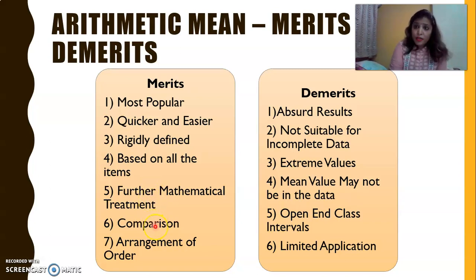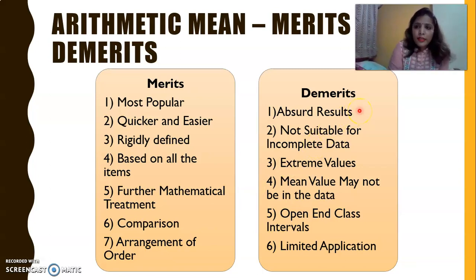It helps in comparison. Say for example, I may see what was the average marks scored by the students in the year 2020 and what was the average marks of the students in the year 2019. So I can easily compare. Arrangement of order: in arithmetic mean, there is no need for arranging your series into ascending order or descending order, which may be required in other measures of central tendency. So I just take the observations as they are.